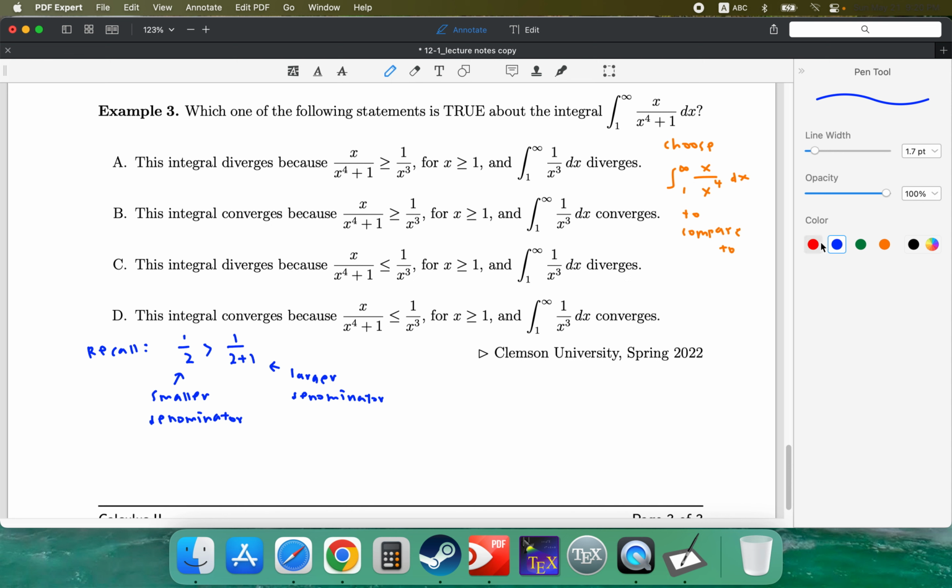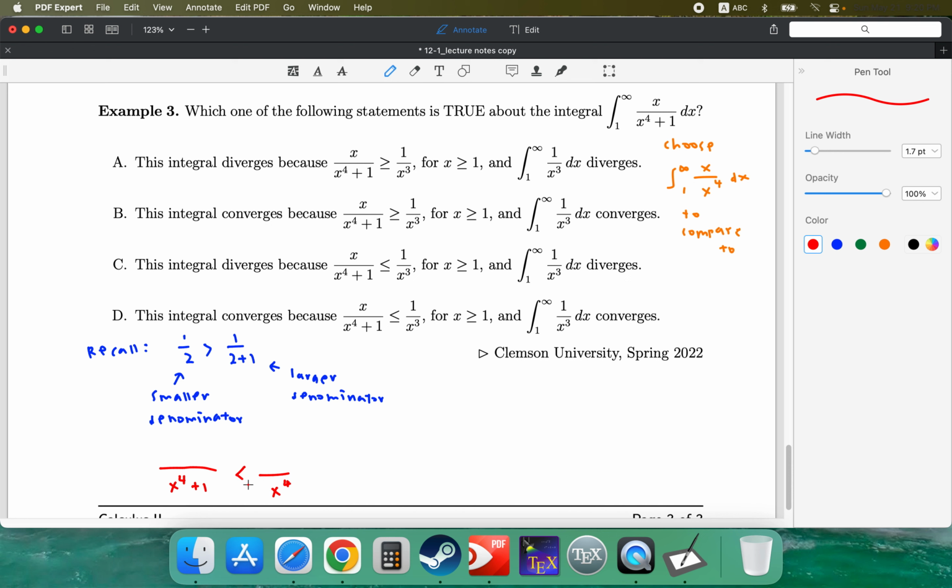So right here, you want to compare x over x to the fourth plus 1 to x over x to the fourth. Take a look at the denominators only. We don't care about the fractions. Which one is larger? x to the fourth plus 1 is larger. We know that a larger denominator makes a smaller fraction, so that's why you have less than right here.